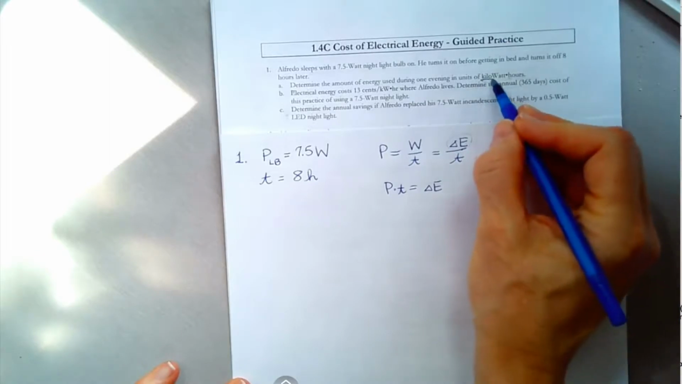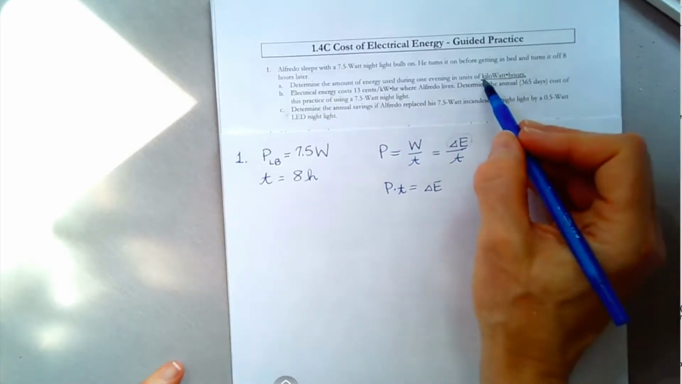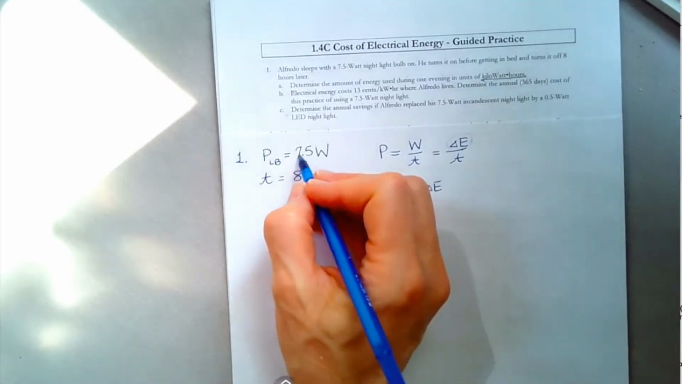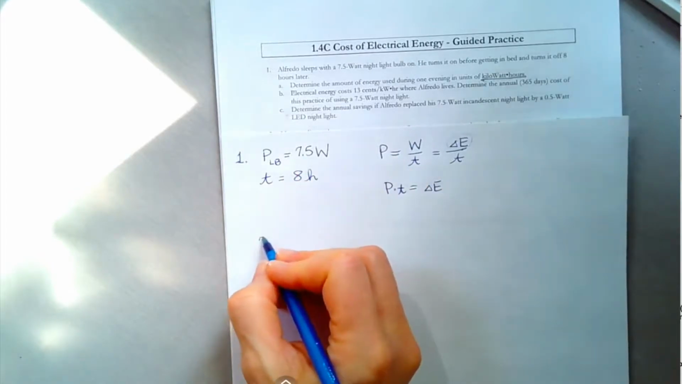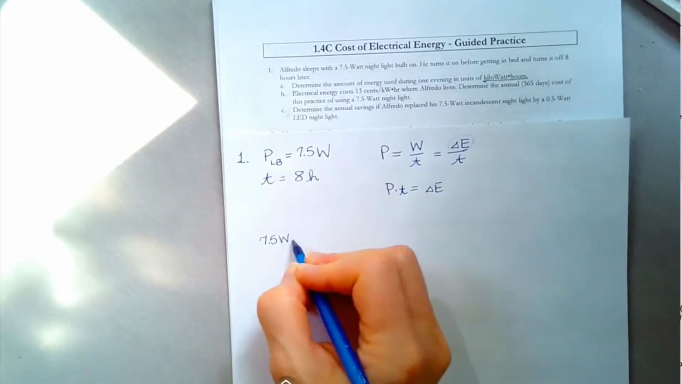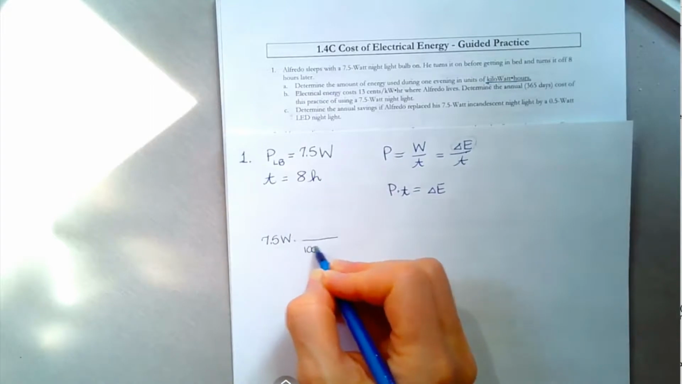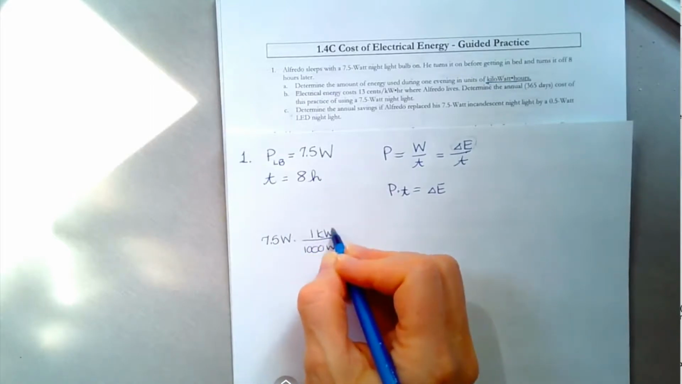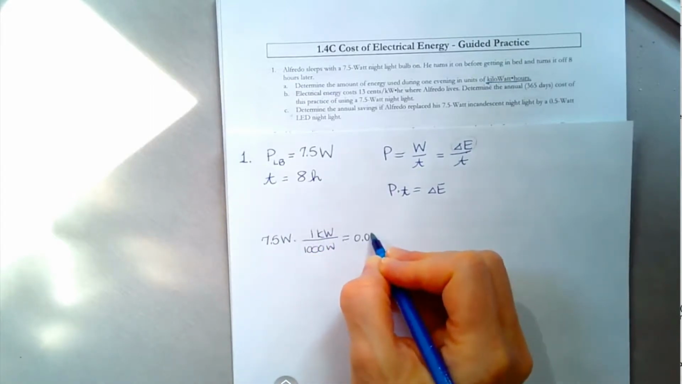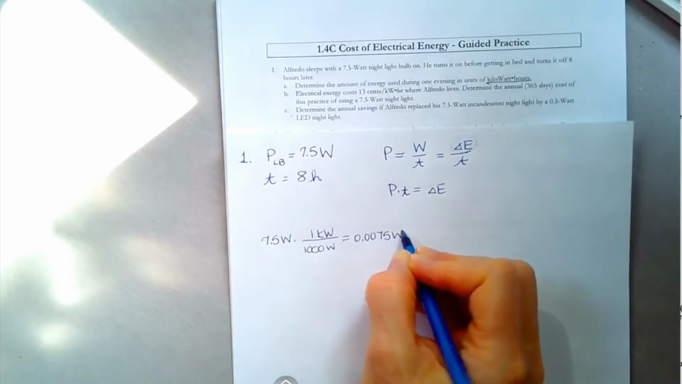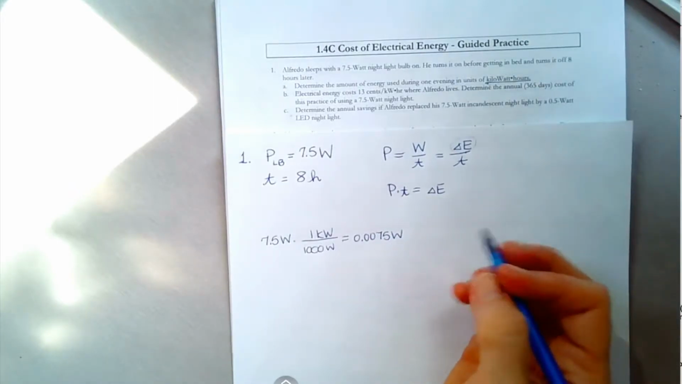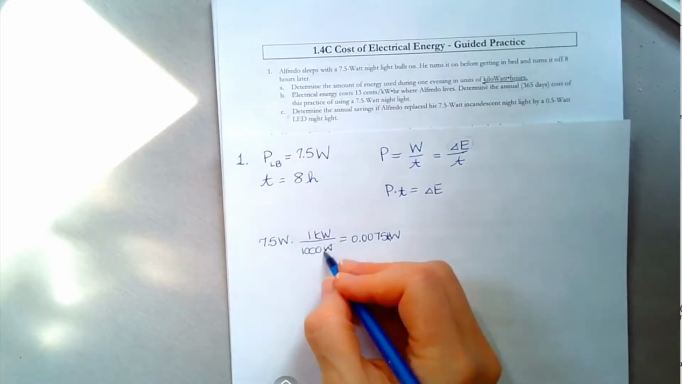Notice the units that they want you to work in. We want to get it in kilowatt hours, so we need to turn this into kilowatts. So 7.5 watts, and there's 1,000 watts in a kilowatt. So that's 0.0075 kilowatts, because the watts cancel. So make sure you do that.